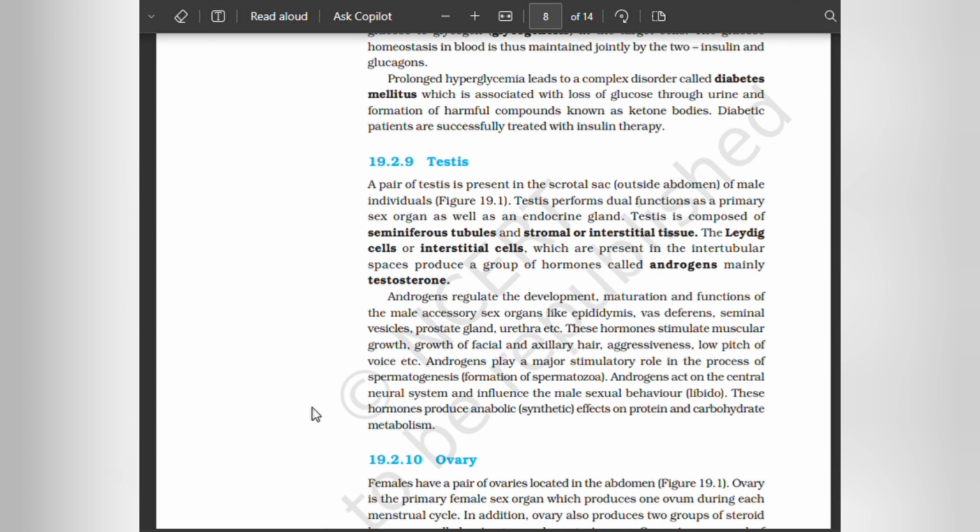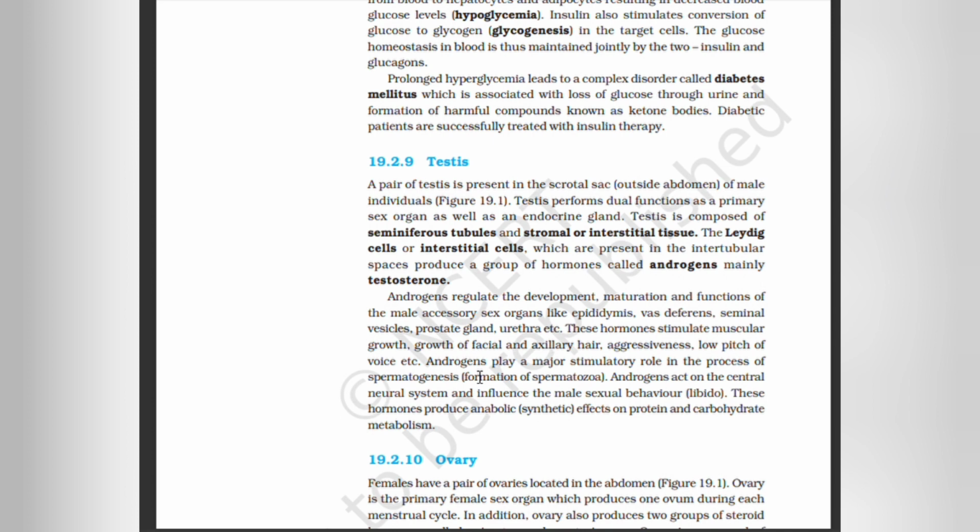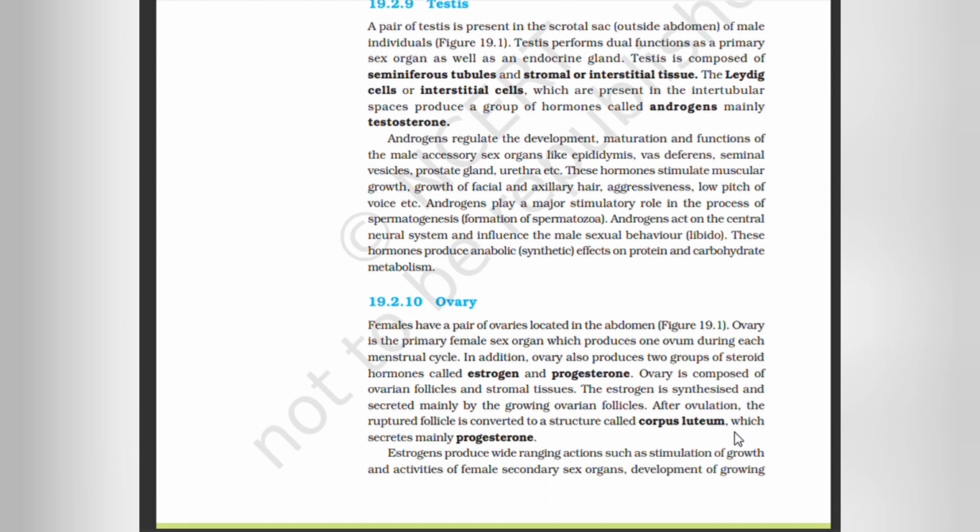These hormones stimulate muscular growth, growth of facial and axillary hair, aggressiveness, low pitch of voice, etc. Androgens play a major stimulatory role in the process of spermatogenesis, that is, formation of spermatozoa. Androgens act on the central neural system and influence the male sexual behavior, libido. This hormone produces anabolic effects on protein and carbohydrate metabolism.